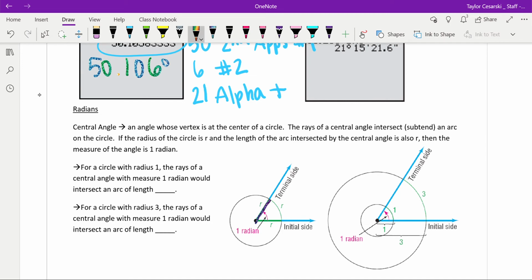So for a circle of radius 1, so this is my radius right here, okay? The rays of a central angle with a measure 1 radian would intersect an arc of length blank. For a circle with radius 3, the rays of a central angle with measure 1 radian would intersect an arc of length blank. So before we answer this question, I want to go down to the formula below, or I guess on the next page.